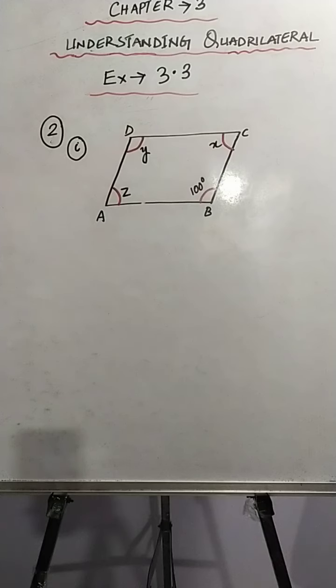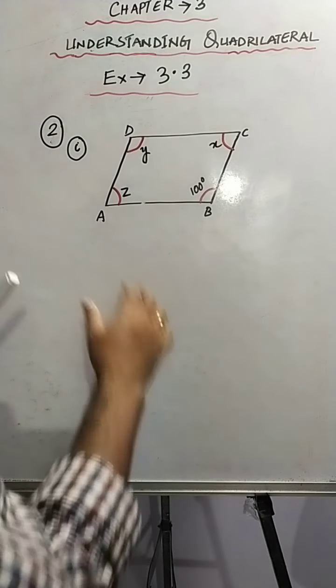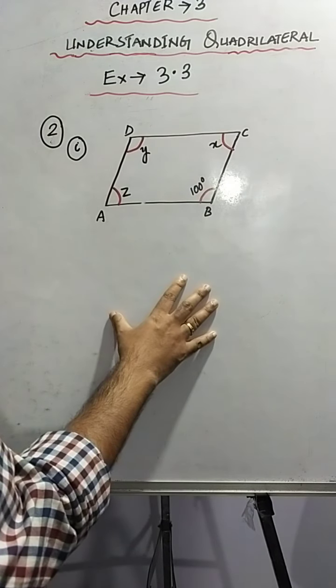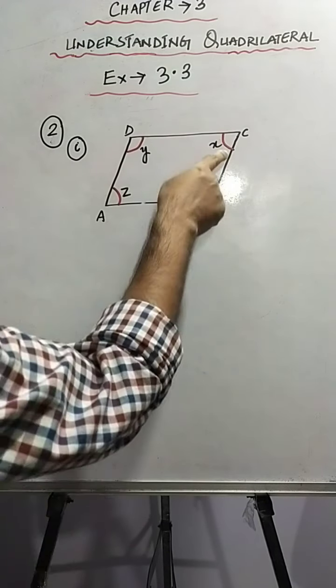Hello students. In this session I will explain all sums of question number 2 of exercise 3.3, chapter 3, Understanding Quadrilaterals. We have altogether 5 sums, and in each of the sums one parallelogram figure is given, and you have to find the values of the variables, that is x, y, z. As we have already discussed some properties of parallelogram in our previous video, let us recap some of the properties.